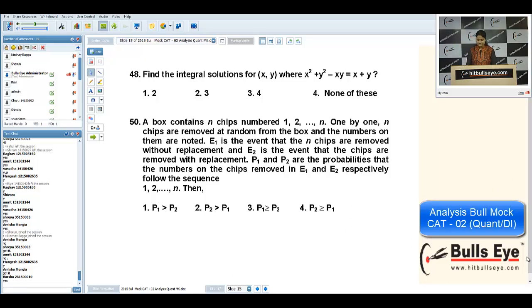48th and 50th. 48th, hit and trial only. 50th was a very easy question if you go by putting values. Okay, any problem in these two questions? Please write the question number in the chat box. 48th, 50th as well. Okay, first of all, 48th question.